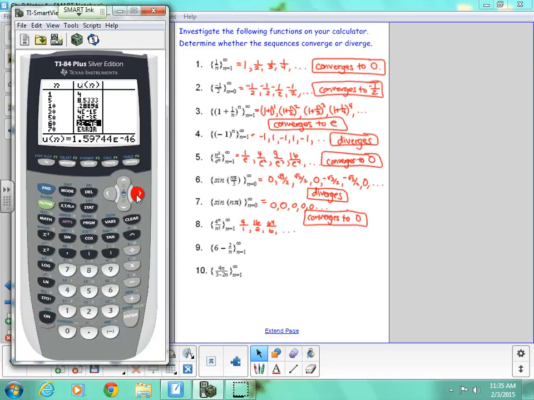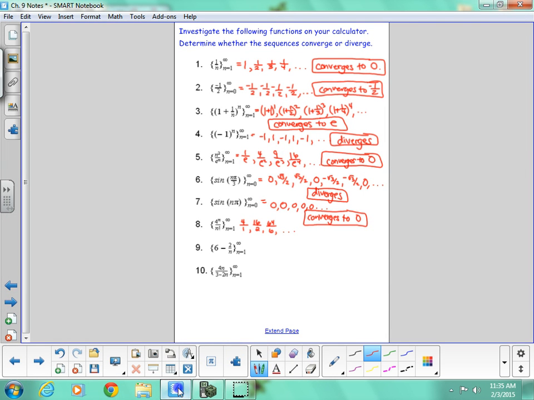Converges to 0. Wait a minute, so who's stronger, 4 to the n or n factorial? N factorial. But does it start off stronger? No. But does it end up stronger? Yes. Weird, right? We can't just trust our minds. This one converges to 0. How about the next one?